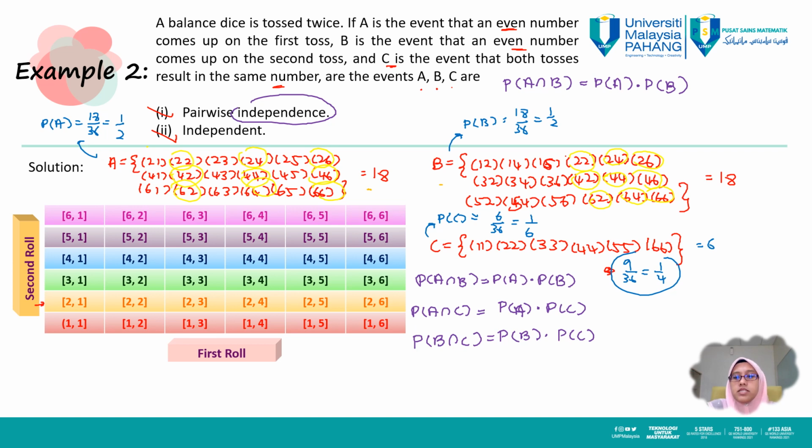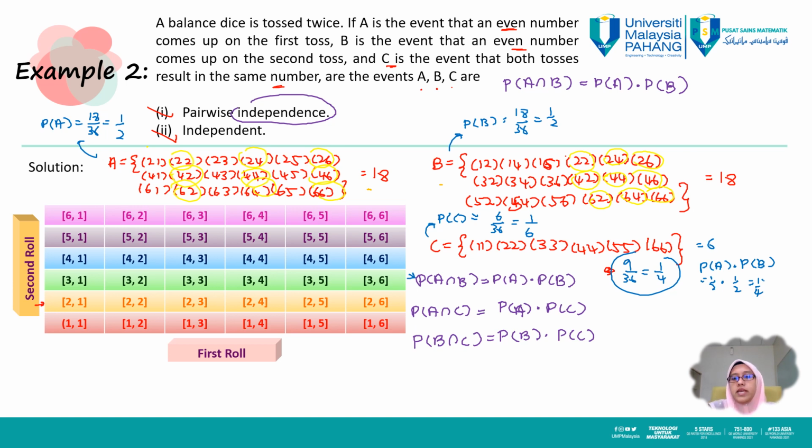Okay, so let's check. P(A) multiplied with P(B). P(A) is equal to 1 over 2, P(B) is equal to 1 over 2. So this is 1 over 4. So A intersect B is equal to P(A) times P(B).